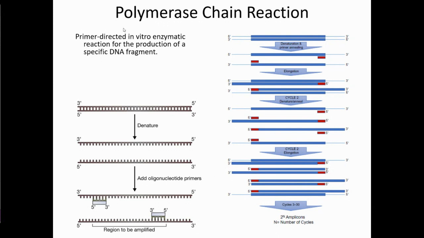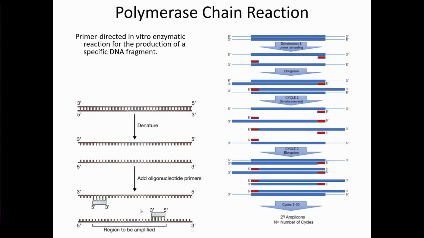Okay, so primer-directed means that during the PCR reaction, you need the primer. Primer is basically a short oligo fragment, like 18 to 30 nucleotides long. And it should be a pair, because the primer defines the region of the DNA to be amplified. So that's why it's called primer directed, because this pair of primers can define the area to amplify.